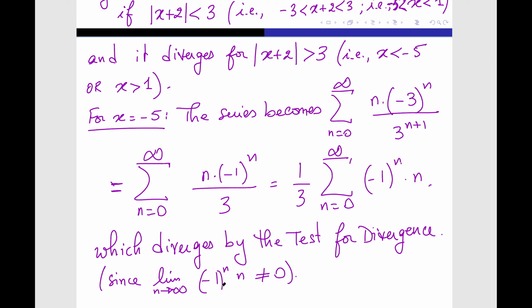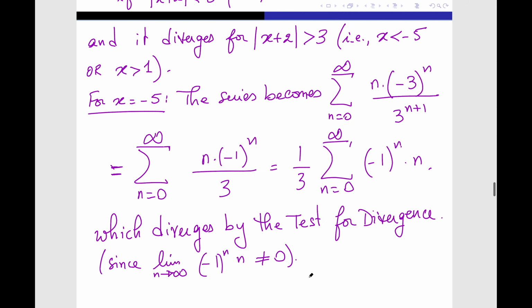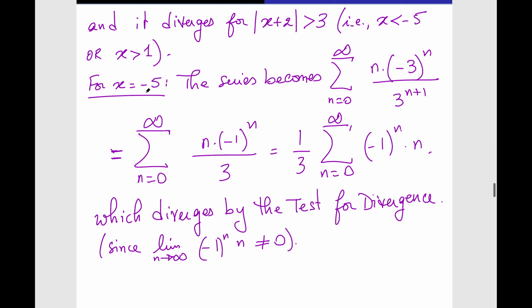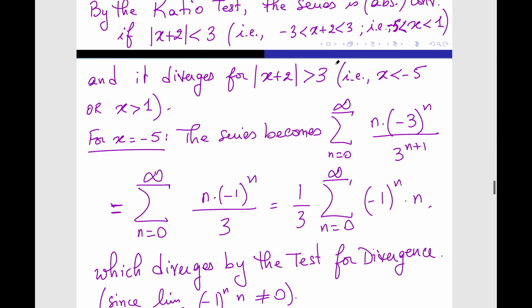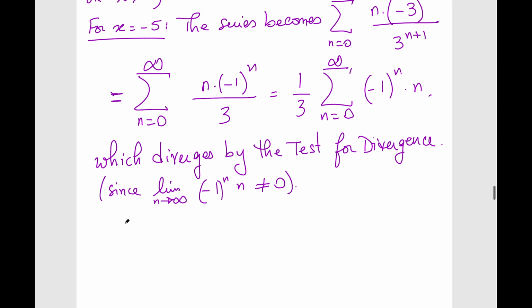Why? Because if this were 0, then since n goes to infinity, it can reach all the even numbers. When n is even, those terms are just n, which definitely go to plus infinity. So if this limit were 0, then the even terms should also go to 0. But they don't, so this can't happen. Makes sense? All right, so -5 is a bad point, this boundary point -5 is a bad point, correct? How about now the other endpoint, which is 1?